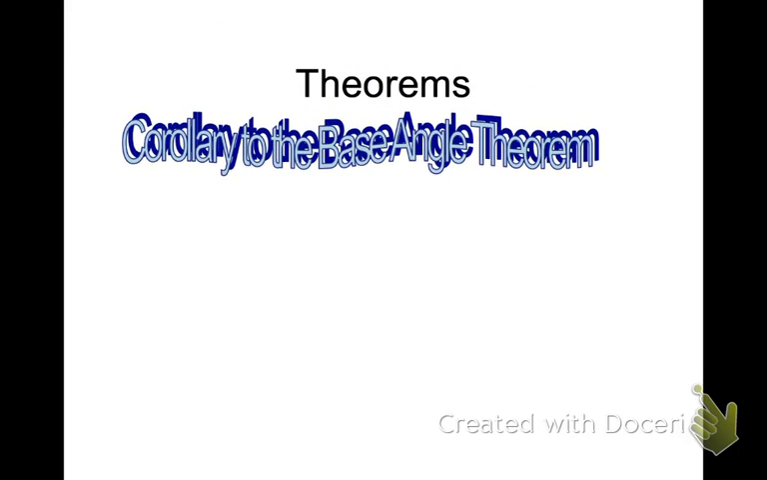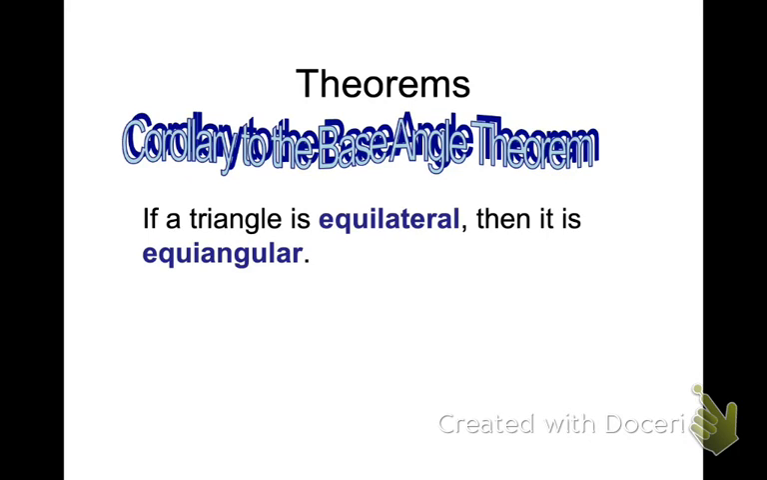The corollary to the base angle theorem says if a triangle is equilateral, then it is equiangular. So remember, equilateral means all three sides are the same. Equiangular means all three angles are the same. So if all three sides are the same, then that means all three angles are the same. And if all three angles are the same, that means each of these angles would be 60 degrees.